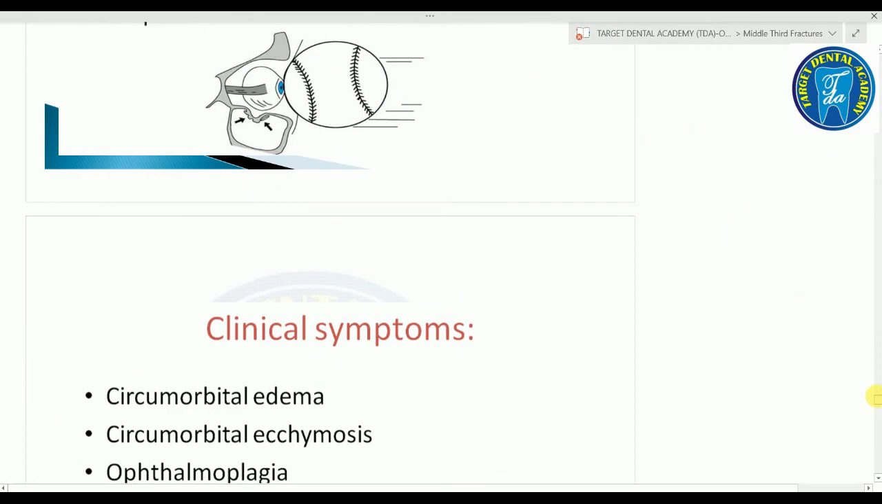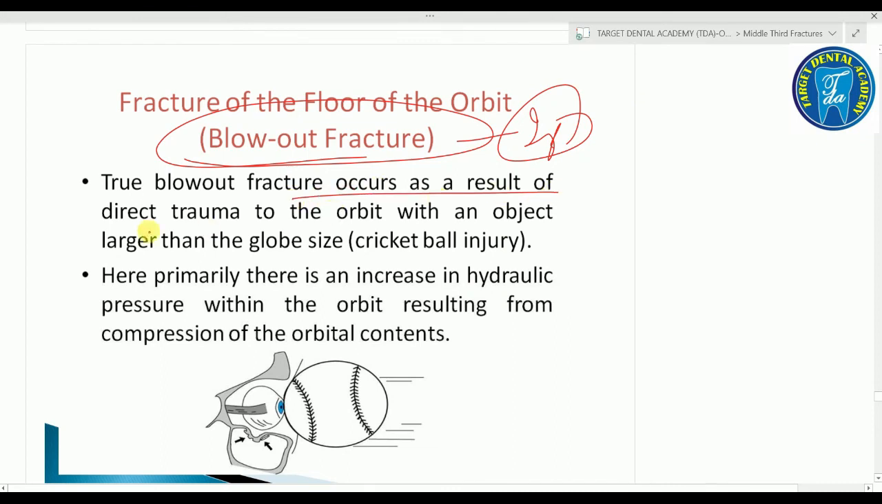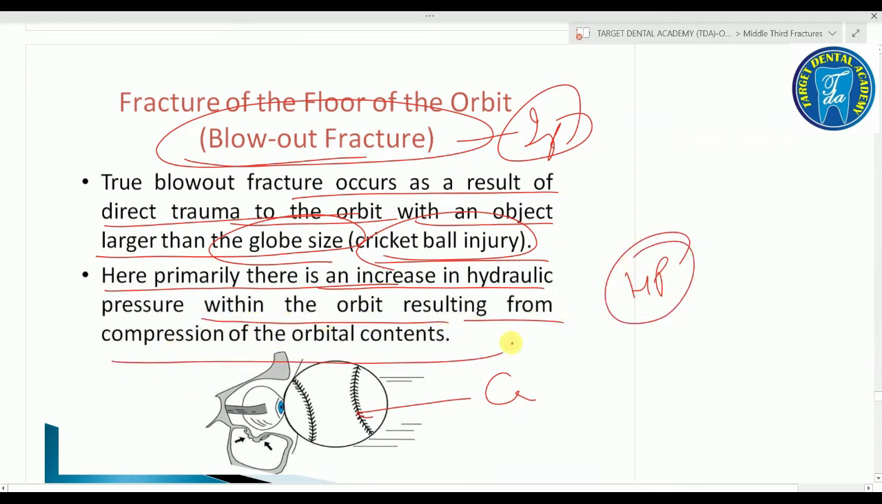Fine. So after this, next are the fractures of the floor of the orbit, which are called blowout fractures, important for your competitive exam. Blowout fractures occur as a result of direct trauma to the orbit with an object larger than the globe size, like a football or a cricket ball injury. Here primarily there is an increase in the hydraulic pressure within the orbit, which results from the compression of the orbital content.